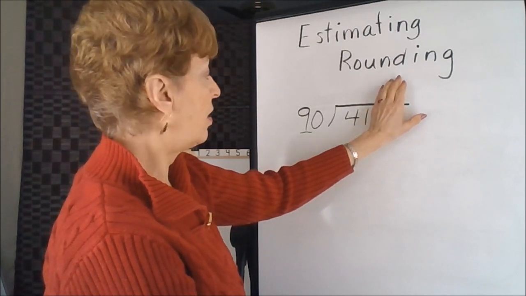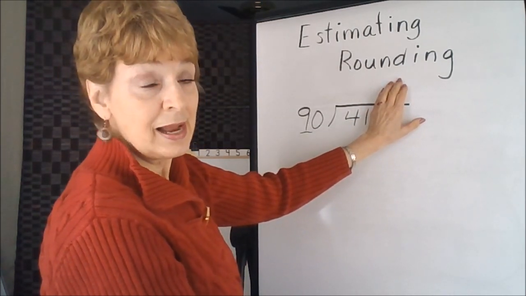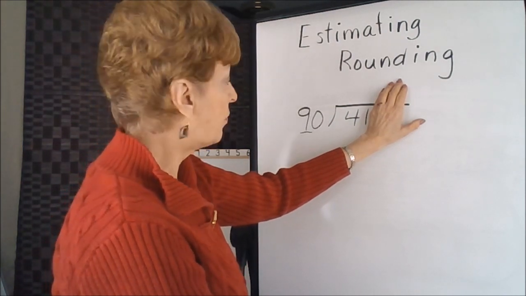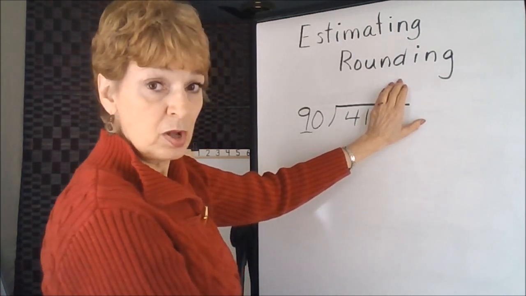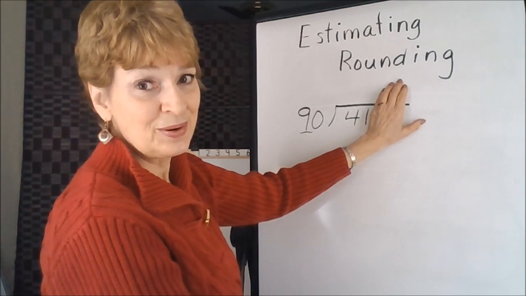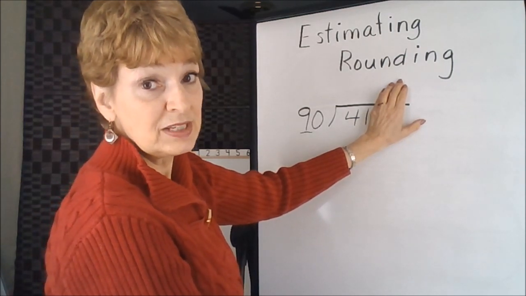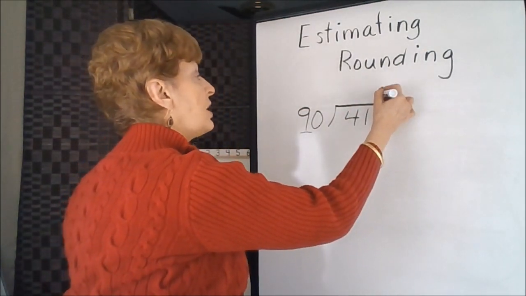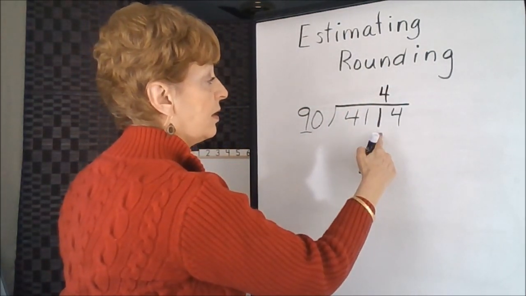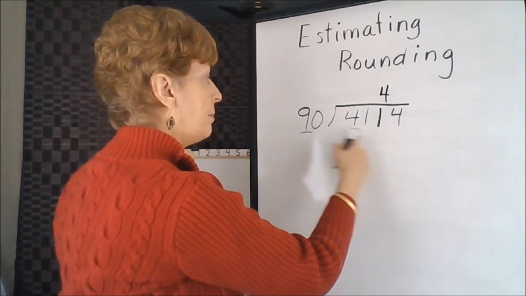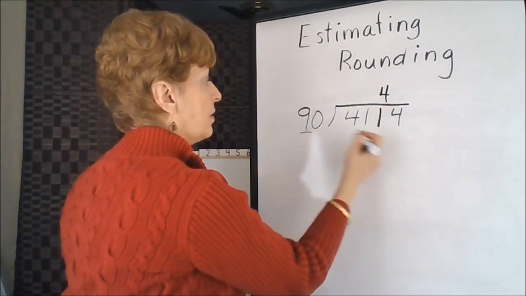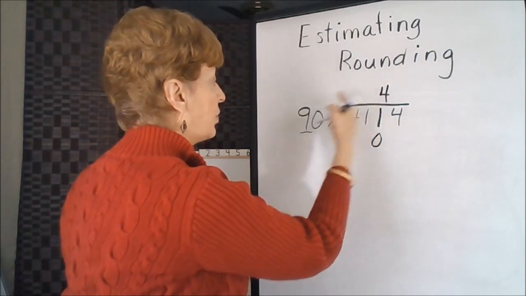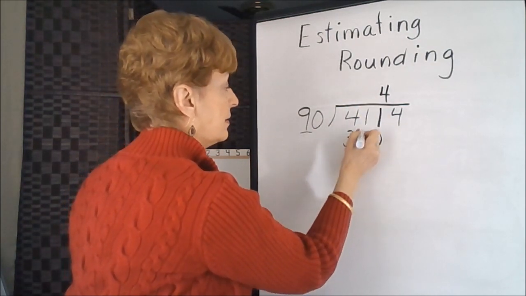No, that's too small. Into 41? Yes. What times 9 is close to 41 without going over it? And you would, from your multiplication tables, because you know those, you would say 4, because 4 times 9 is 36. So the 4 is going to go above the darkened number here, and we'll multiply back. 4 times 0 is 0. Do you notice I have it all in a nice straight line? And 4 times 9 is 36.